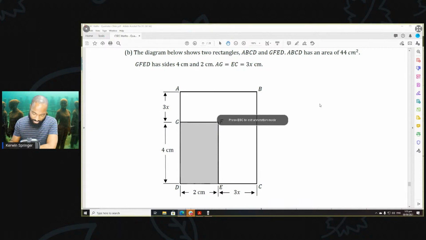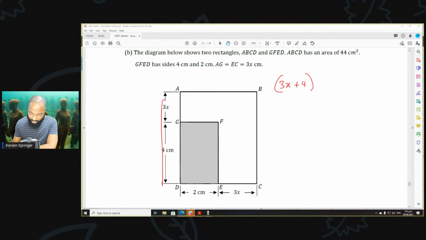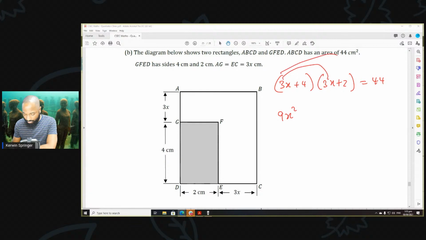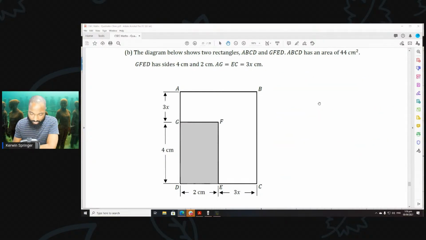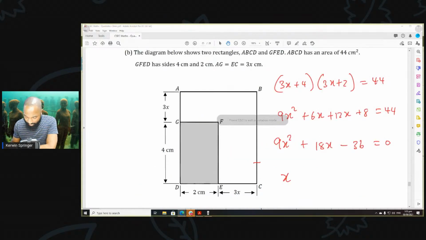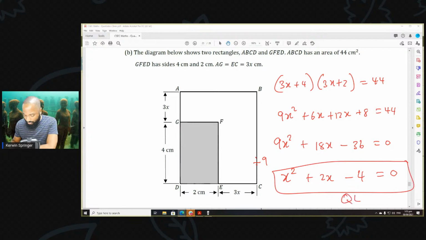So you're going to have 3x plus 4 at this side, multiplied by 3x plus 2, that's this side, must be equal to 44. So 9x squared plus 6x plus 12x plus 8 must be equal to 44. So 9x squared plus 18x minus 36 must be equal to 0. Cool. Divide everything by 9, and you'll see you get x squared plus 2x minus 4 is equal to 0. And this is what you're trying to prove. So you write QED.